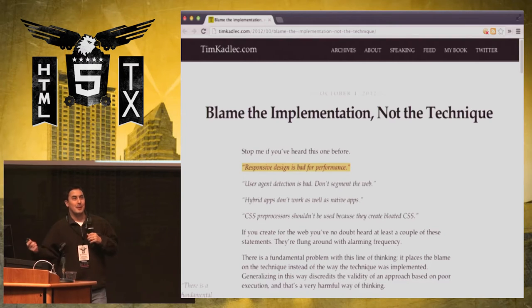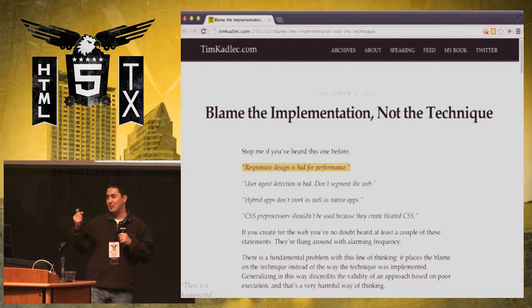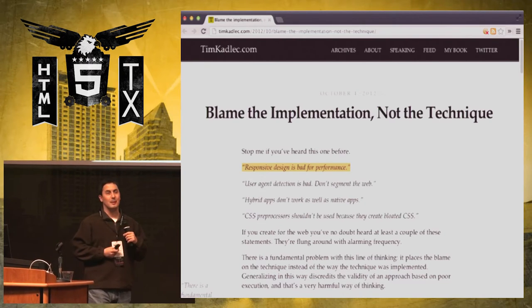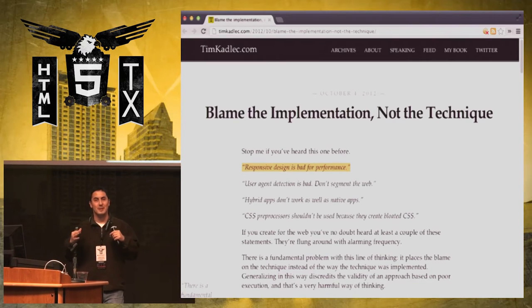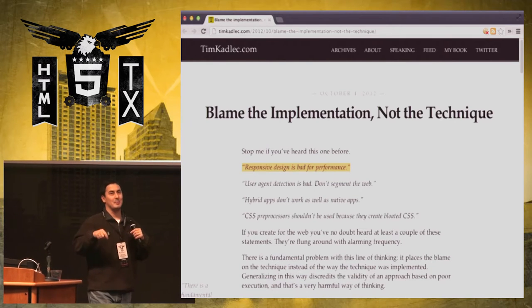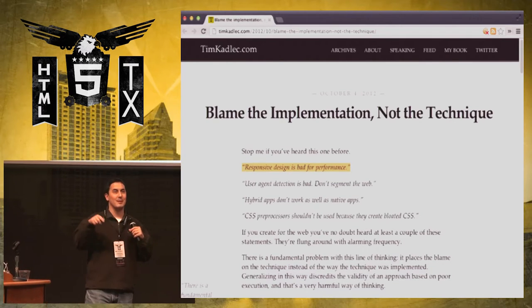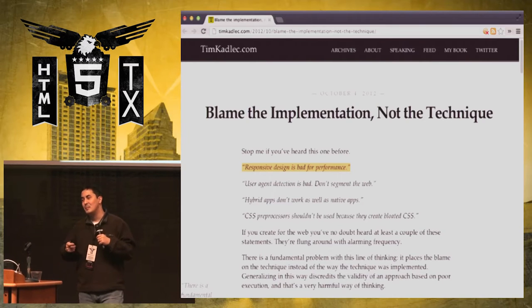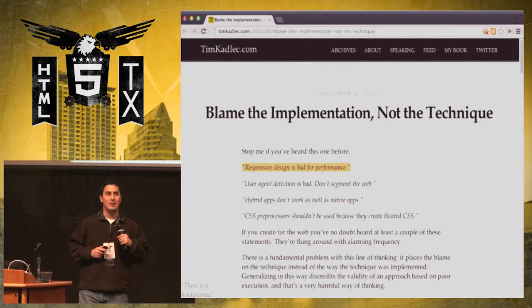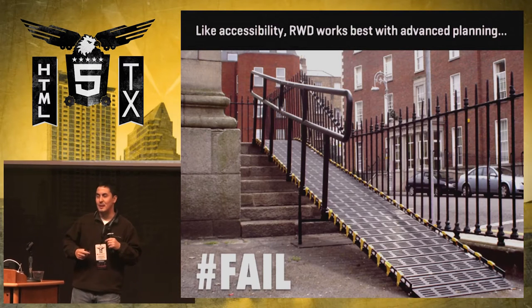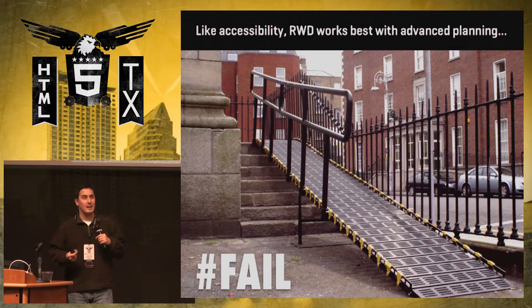Then the naysayers cropped up. This is actually a guy pushing back against naysayers, but one of the critiques, which we heard about this morning, is, what do we do about images, right? Responsive design is bad for performance because you're sending down a desktop image to a mobile phone, and how dare you, you know? But like any technique, you can't really blame the technique itself. It's really more in the implementation. So I think of responsive design like accessibility. It's not an add-on at the end.